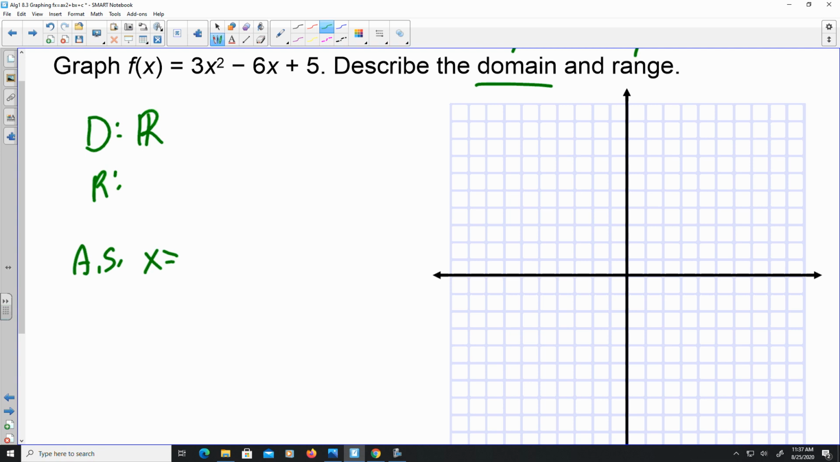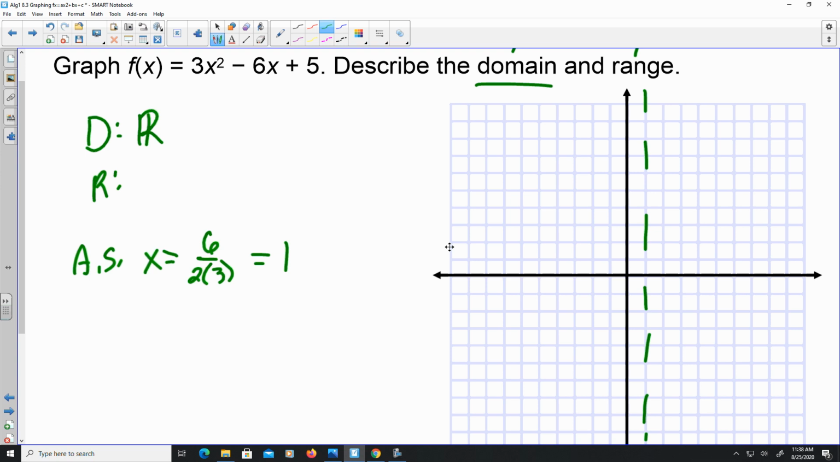So this is going to be x equals, well, negative b. Well, it's actually going to be positive 6 in this case because b is negative 6, divided by 2 times 3. So 2 times 3 is 6. That means my axis of symmetry is 1. So I'm just going to put 1 and make a dashed line there.